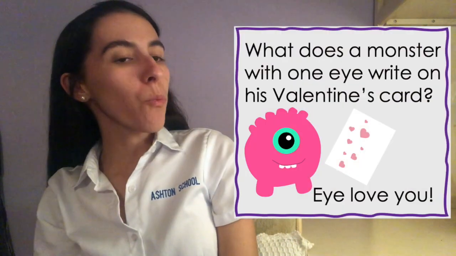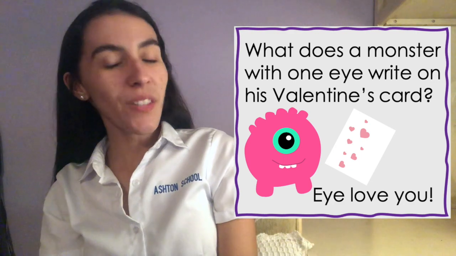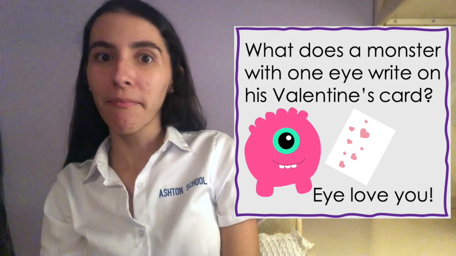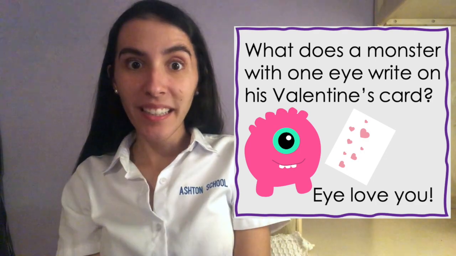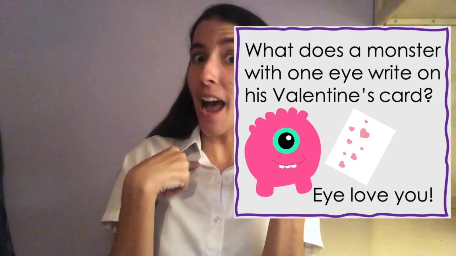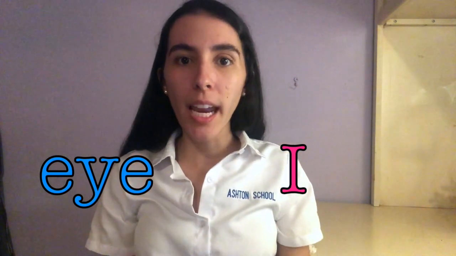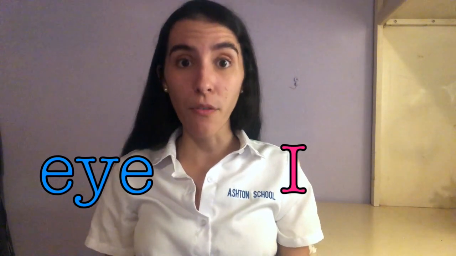Do you remember those jokes that you said to your classmates? Can I tell you one of those jokes again? Okay, here it is. What does a monster with one eye write on his Valentine's card? I love you. Get it? Because it's like, I love you, but also because the monster has one eye. The word I and the word I sound exactly the same, but they are spelled completely differently and they mean two different things. So this is what you are going to be working on today.